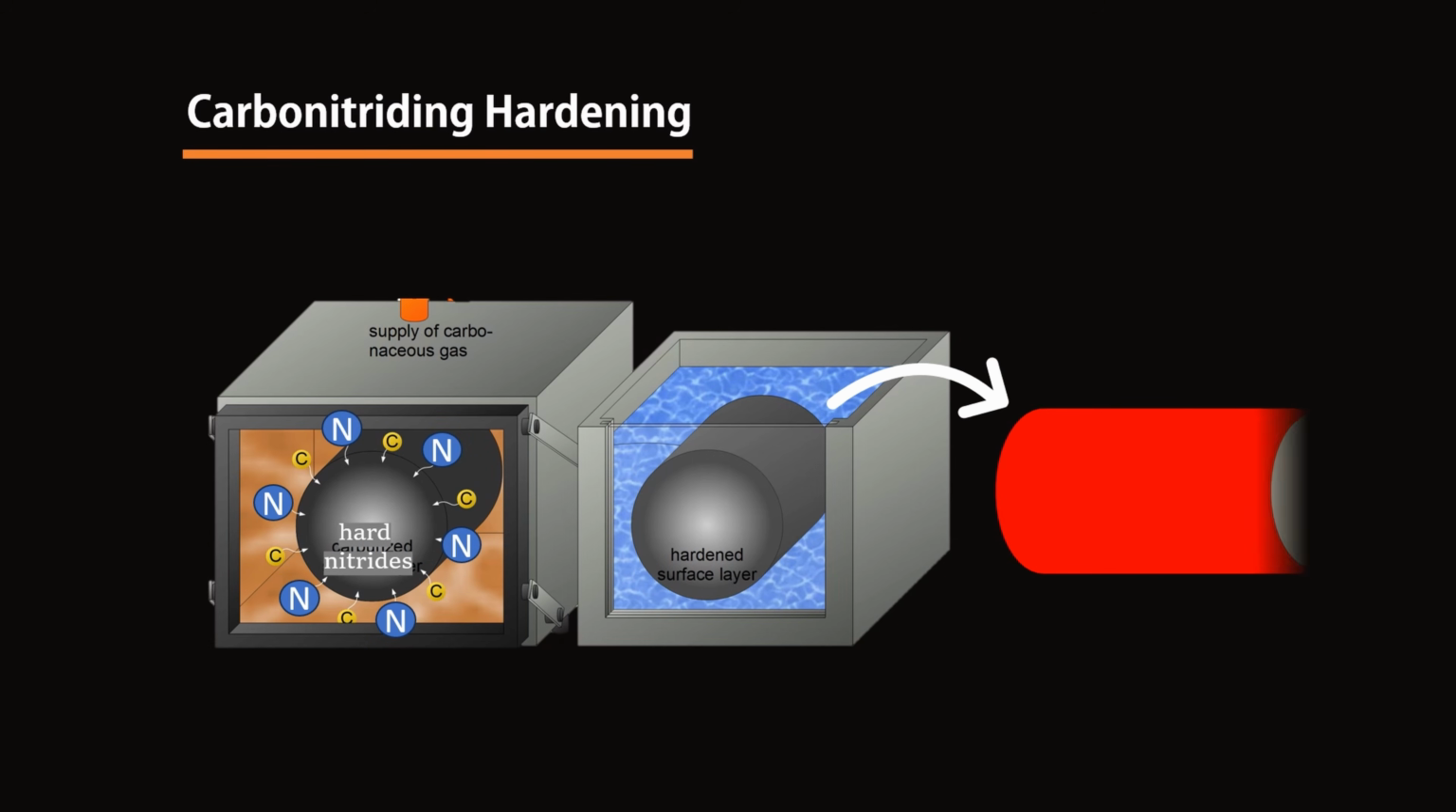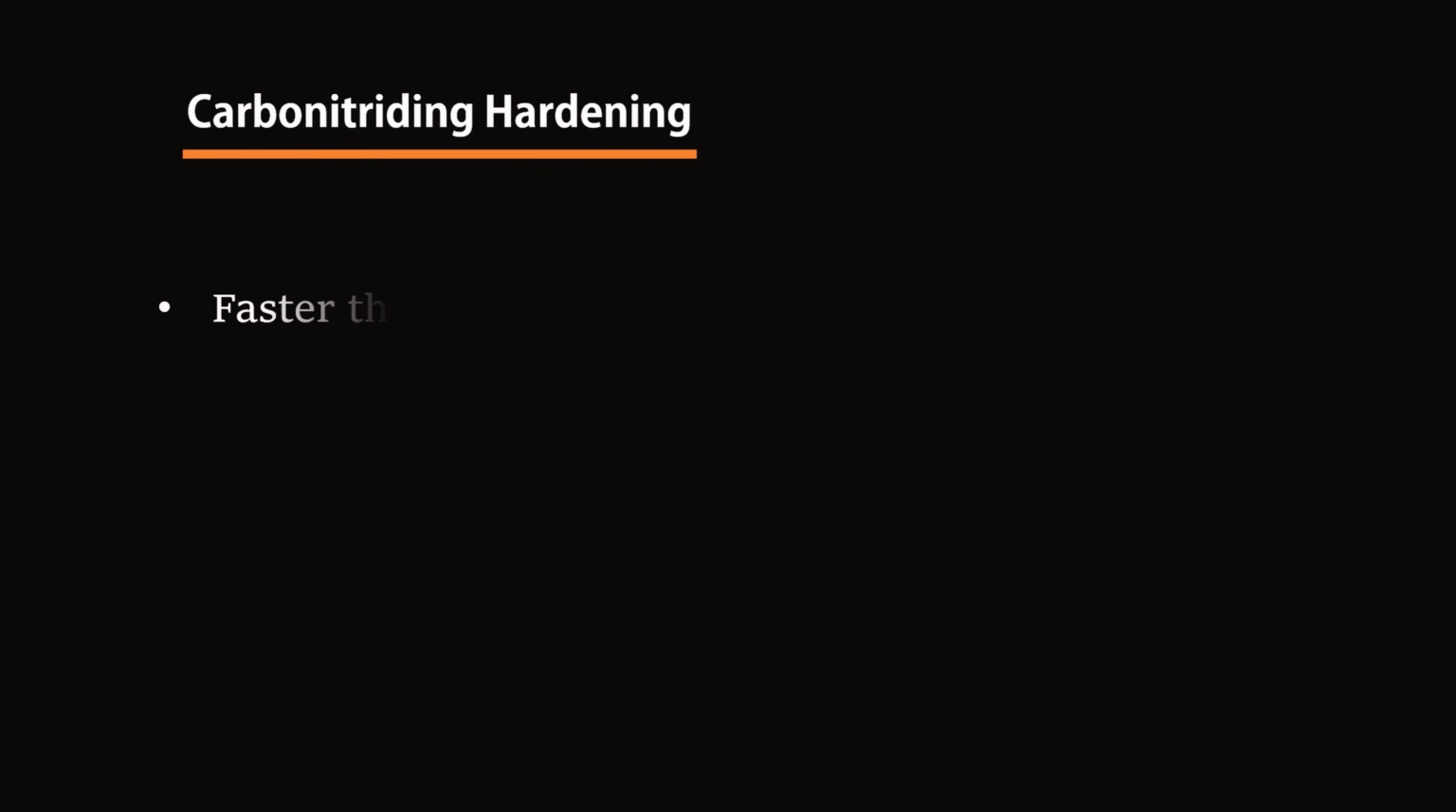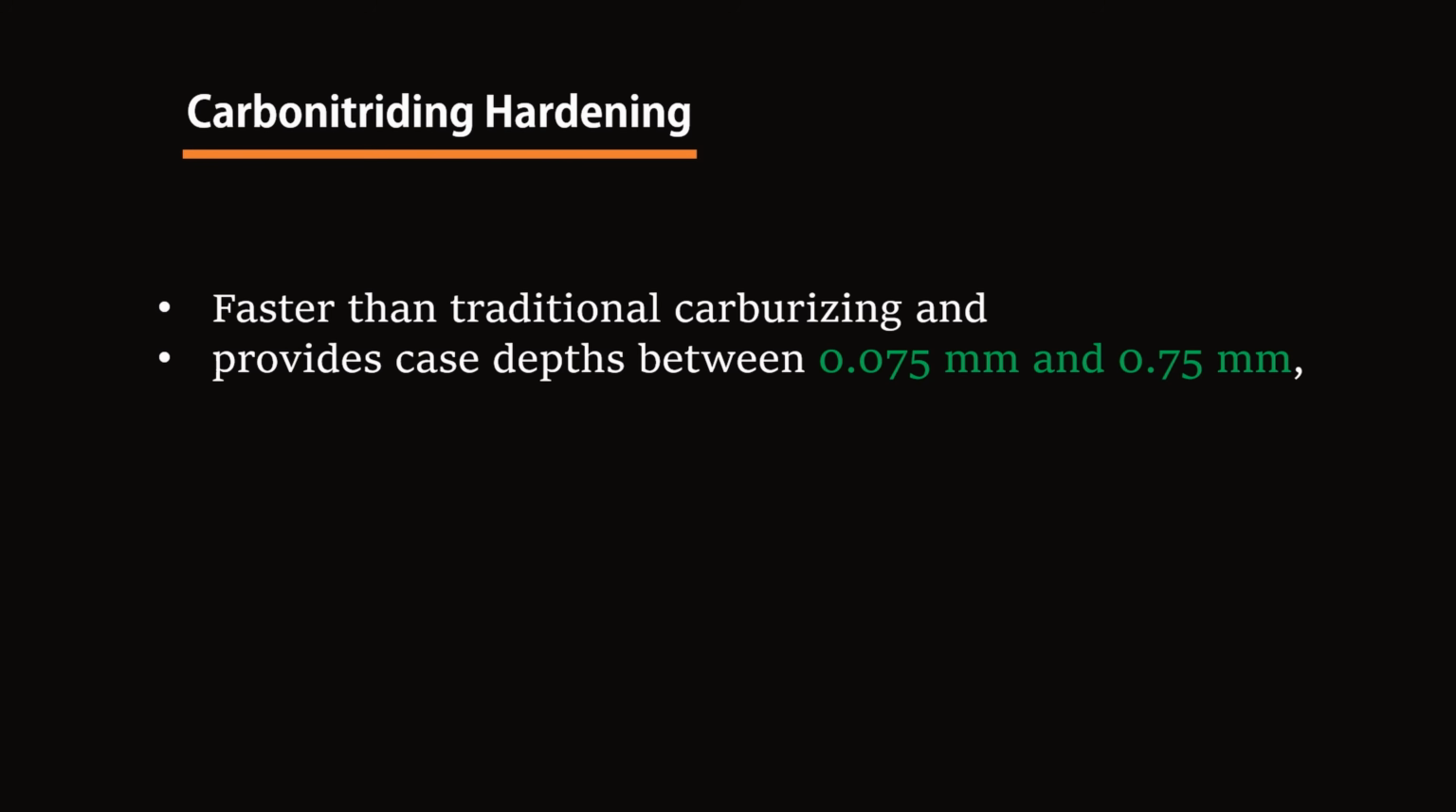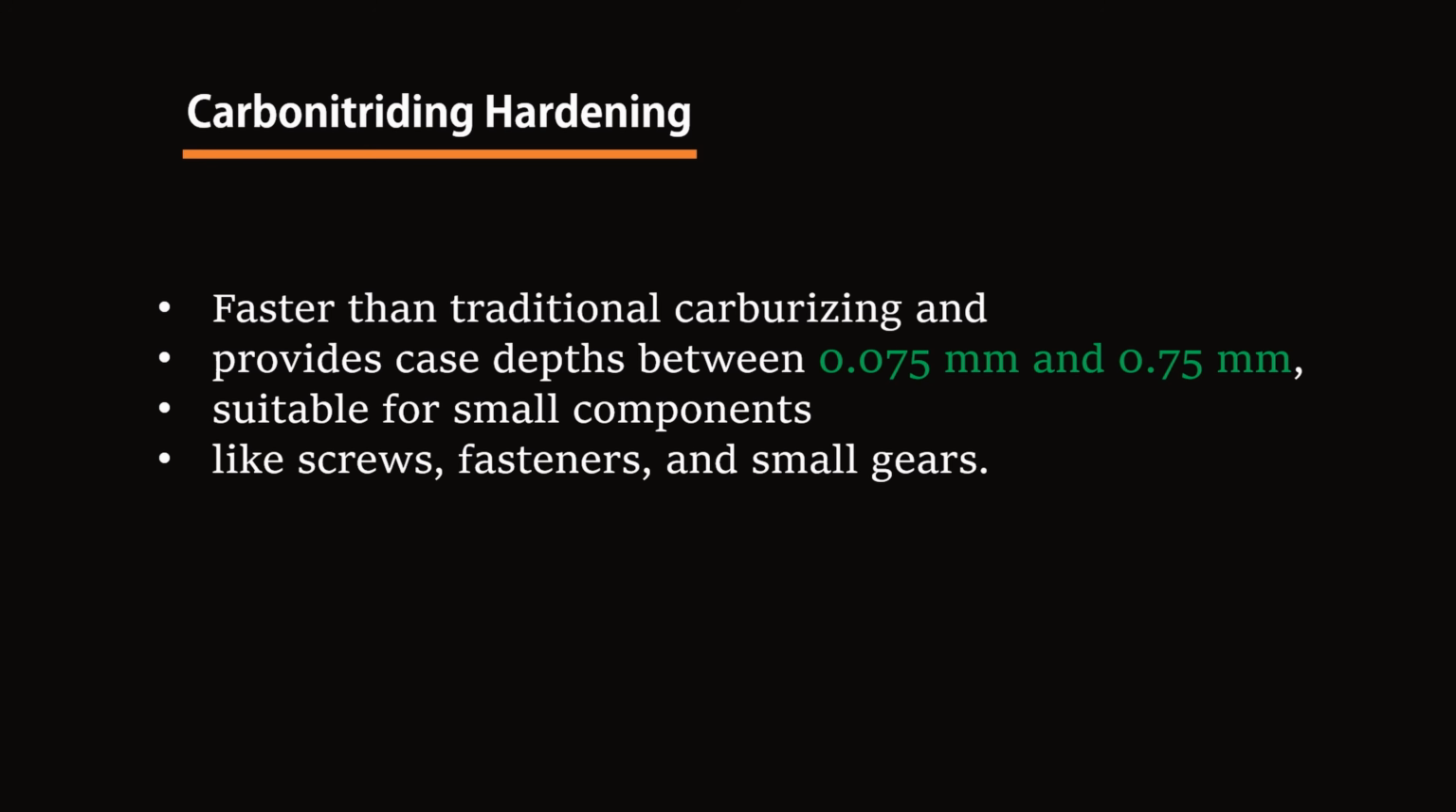It is very similar but involves exposing the steel part to both carbon and nitrogen gases and creates a hard wear-resistant martensitic layer. This method is faster than traditional carburizing and provides case depth between 0.075 mm to 0.75 mm. Very thin case layer, making it suitable for small components like screws, fasteners, and hard gears.